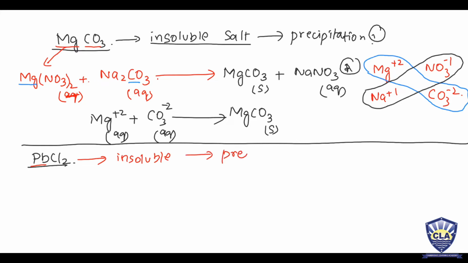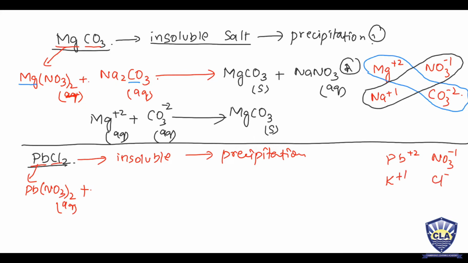precipitation. Okay, so how could you make the equation of it? Take any soluble salt of lead, so take lead nitrate, Pb2+ and NO3-, so lead nitrate, Pb(NO3)2, this is aqueous. Okay, and then take any soluble chloride, take potassium chloride, K+ and Cl-. Yes beta, I'm saying take HCl. Absolutely, let's take HCl this time. H+ and Cl-, so HCl we have taken, aqueous.